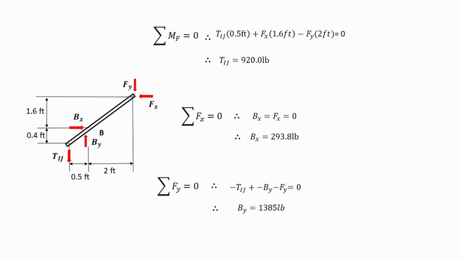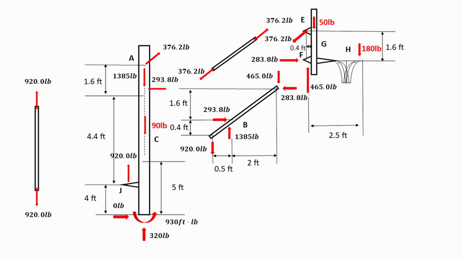Finally, examining member IBF, taking moments about B, which should sum to 0, we get a force of T_IJ that equals 920 pounds. Summing forces in the x and y directions, which should also sum to 0, we get B_x equals 293.8 pounds and B_y equals 1,385 pounds. And with that, we have successfully determined all unknown forces as shown.